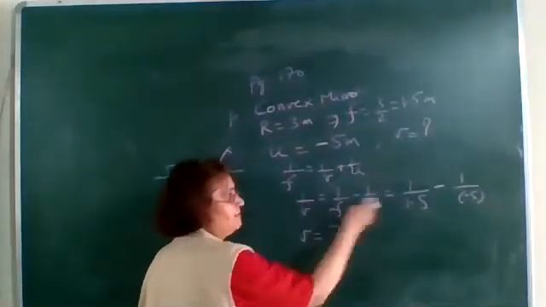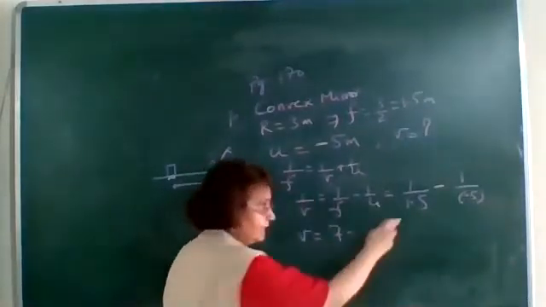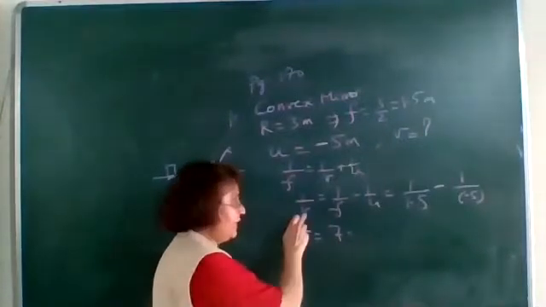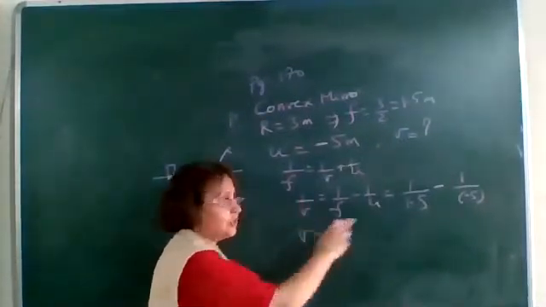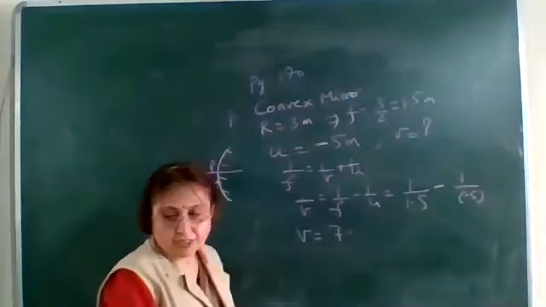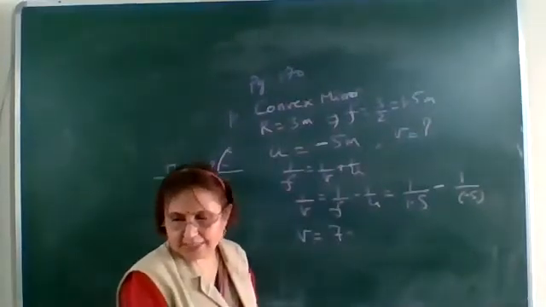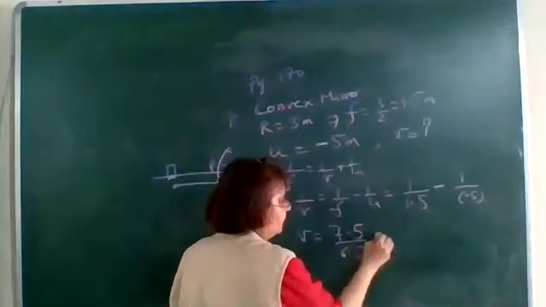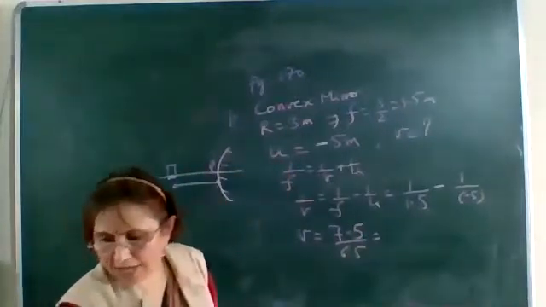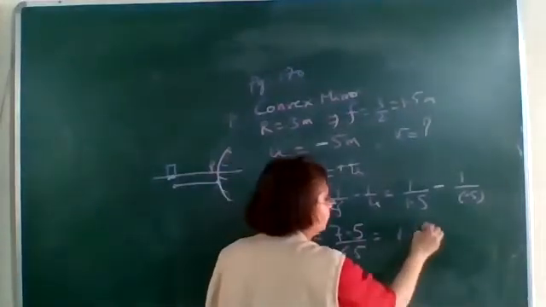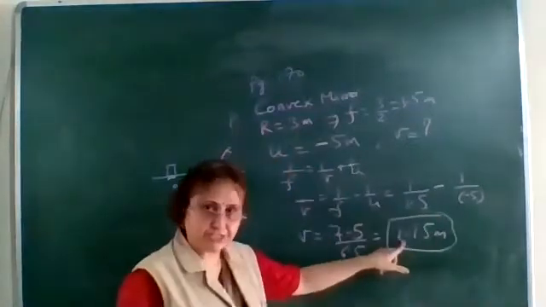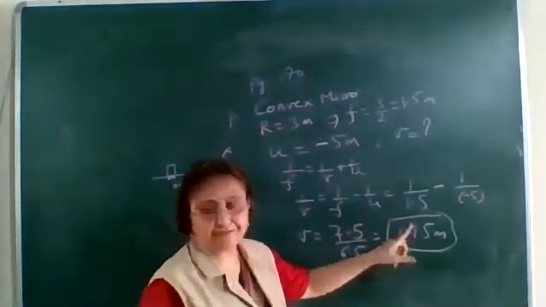You can simplify 1 by V is equal to this much. Take the LCM and then find the reciprocal. At the end, you have to find the reciprocal because what you get here is 1 upon V. So V you will get as 7.5 upon 6.5, which is equal to 1.15 meters. So this is the image distance. We have found the image distance.